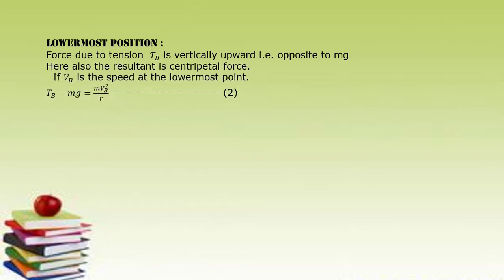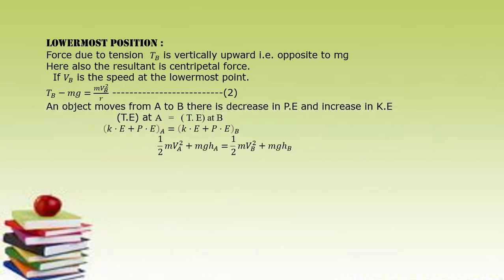Lower position. The force due to the tension TB is vertically upward, so that is opposite to mg. Here also the resultant is the centripetal force, meaning tension and mg are in opposite directions. If vb is the speed at the lowest point, then you will get the equation TB minus mg equals m vb square upon r, with the negative sign because both are in opposite directions.